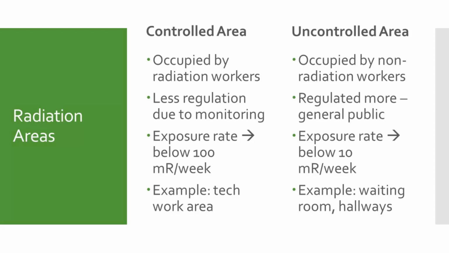Uncontrolled areas have even more strict limits and can only receive 10 milliroentgen per week, since these are the areas where the general public has access to. This includes waiting rooms, hallways, and where non-radiation workers would spend their working day, such as the radiology secretary's desk.